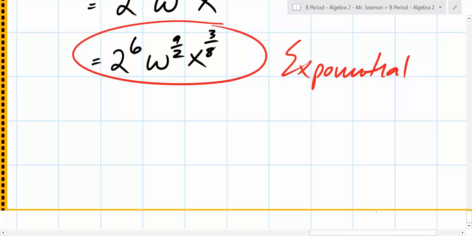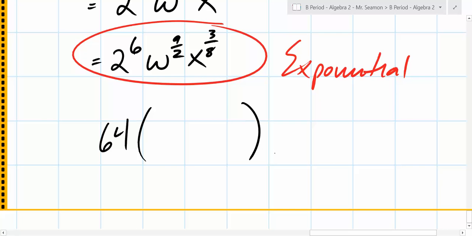2, 4, 8, 16, 32, 64. Thank you. And what's the next thing going to be? What does that w to the 9/2 turn it to? It could be the square root of w to the 9th. Or what could you write it as? The 9th root of w. Oh, excuse me. The square root of w to the 9th. You could write it like that.